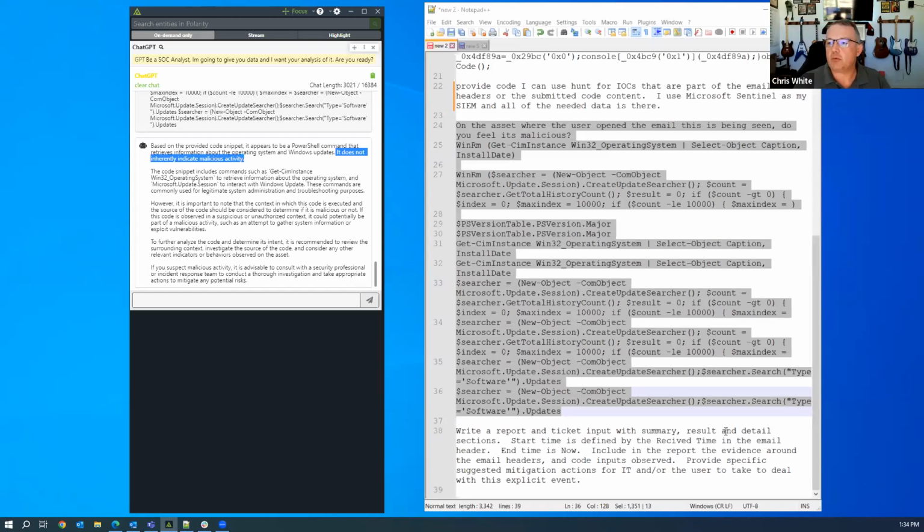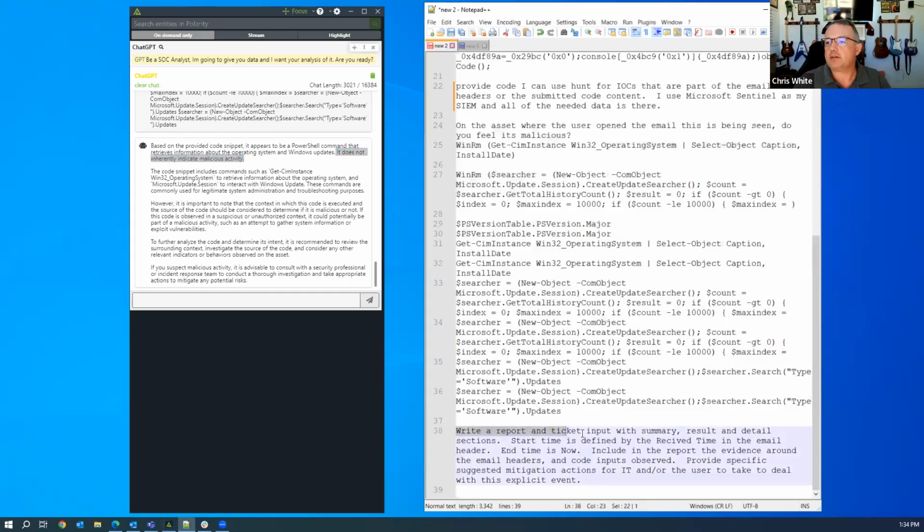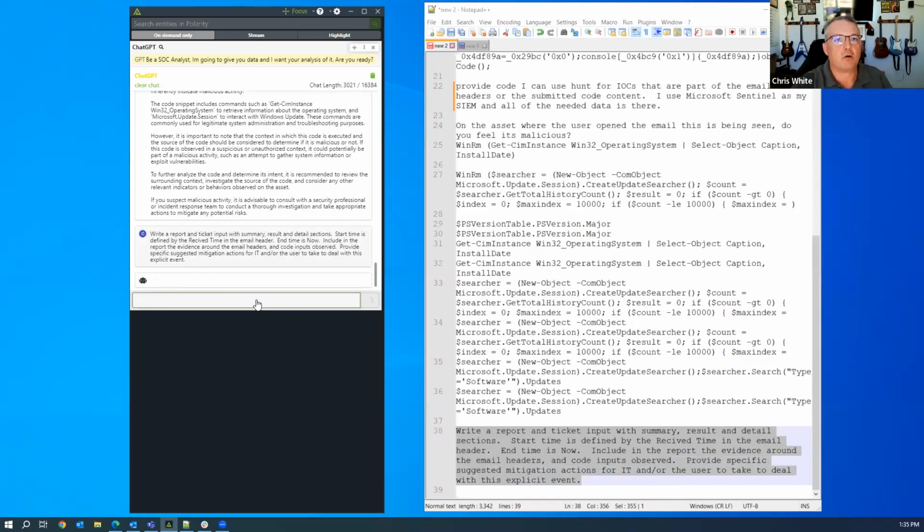What if we can say, I'm going to write a report and ticket with input summary, result, and detail sections. I can say the start time is defined by the receive time in the email header, and the end time is now. Include in the report evidence around the email headers and code inputs observed. Provide specific suggested mitigation actions for IT and/or the user to deal with this explicit event. Now, I can make that prompt significantly better. We can put in an explicit template we want to use, do a lot of different things. This is just an example.